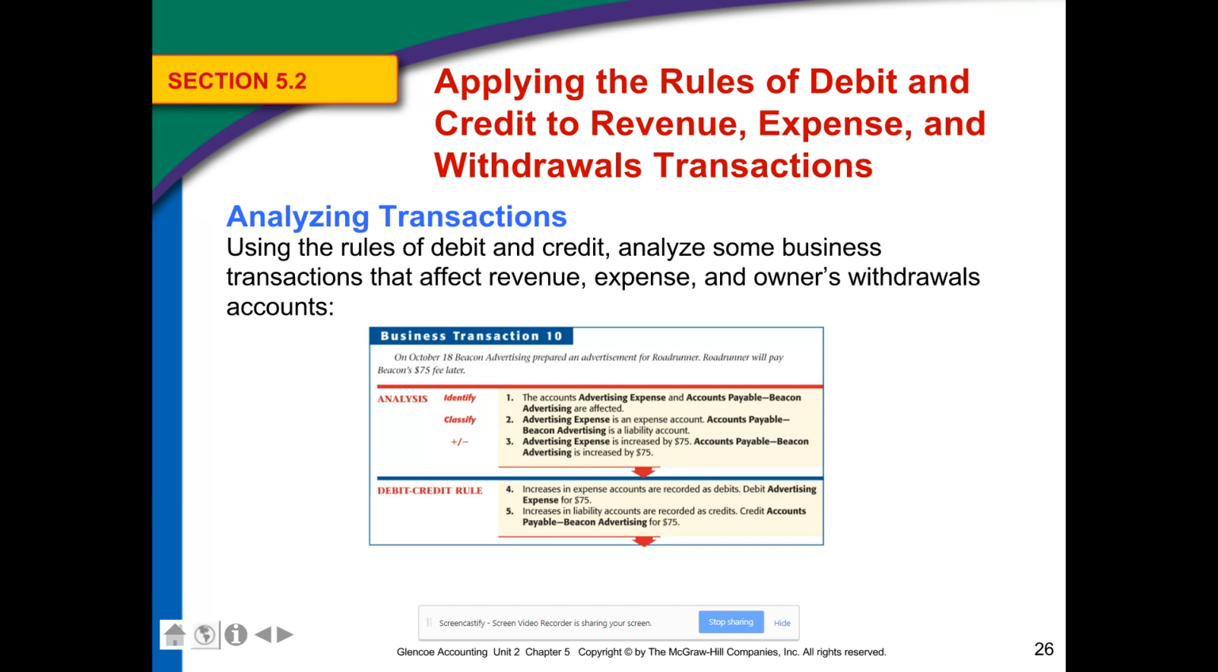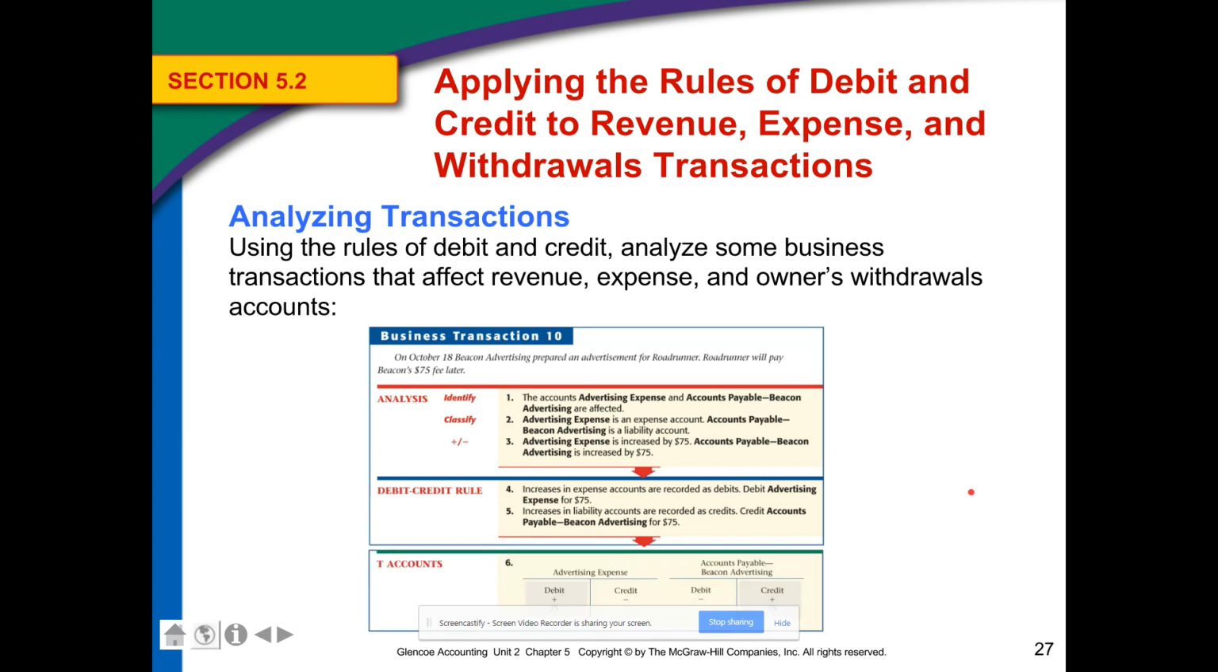So think about this. I did not pay cash for this. How did I pay for it? I took on debt for it. To increase my debt, that's going to be a credit to debt, credit to the liability. So I have to have a matching debit somewhere. That matching debit is going to go on advertising expense. And that's what the T accounts look like.